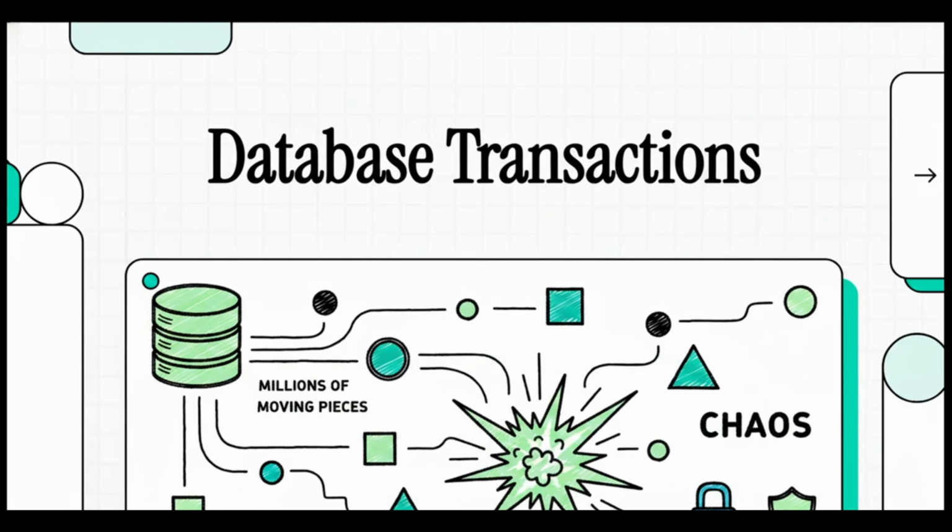Welcome to This Explainer. Today, we're diving into how databases handle absolute chaos without losing a single byte of your critical data. If you've ever wondered how massive systems keep track of millions of moving pieces simultaneously without just completely falling apart, well, you're in the exact right place.